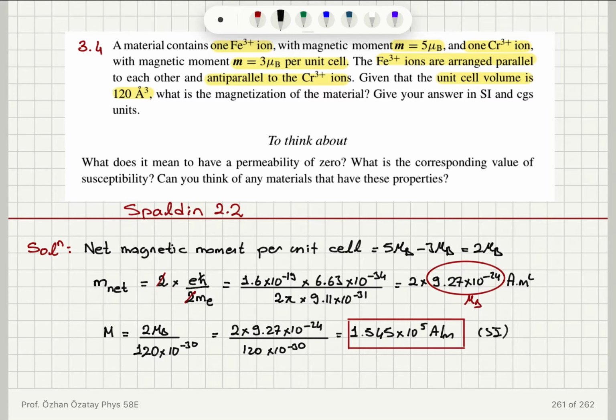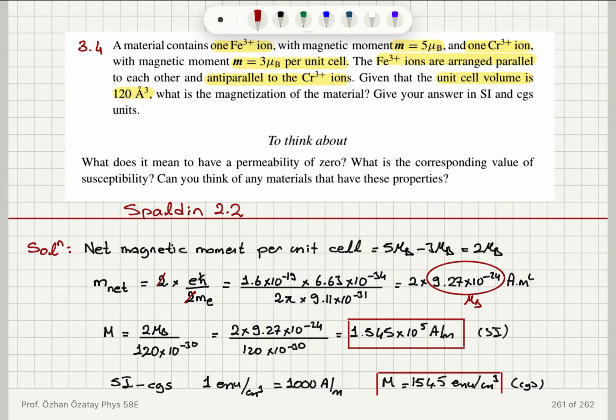So this is SI. On the other hand, we have the following conversion between SI and CGS for magnetization: 1 emu per centimeter cubed is equal to 1000 ampere per meter. So the magnetization is also equal to 154.5 emu per centimeter cubed in CGS units. So we found the magnetization both in SI and CGS.